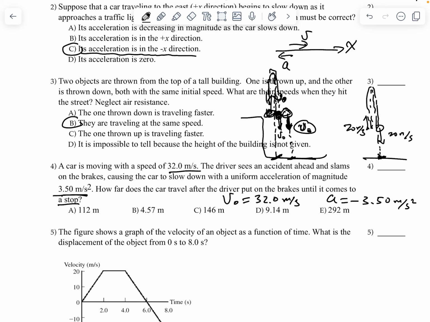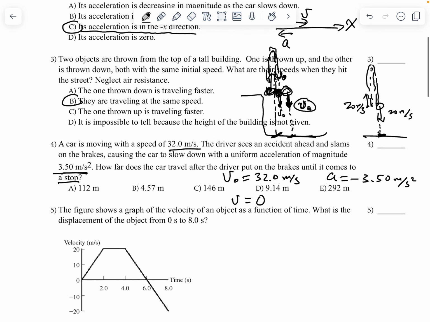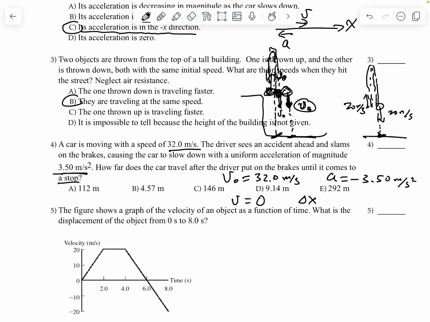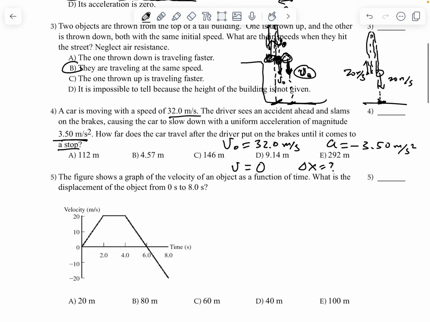Okay, how far does the car travel after the driver puts on the brake until it comes to a stop? So V equals 0 at the stop, and we are asked for delta x. We have several equations, and the equation we should use is V squared equals V naught squared plus 2a delta x. This is the equation we should use.